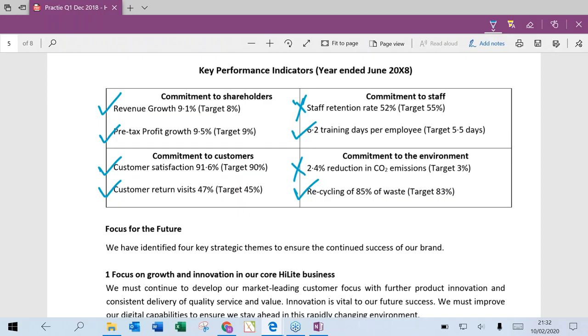Please comment on the environment. Is 2.4 not better than 3? No, no, no. 2.4% reduction in CO2, whereas the target was to reduce CO2 by 3%. It's about reduction. Okay, I hope you are clear.